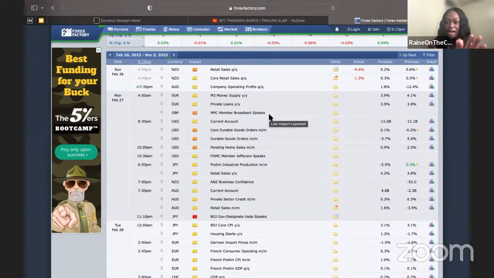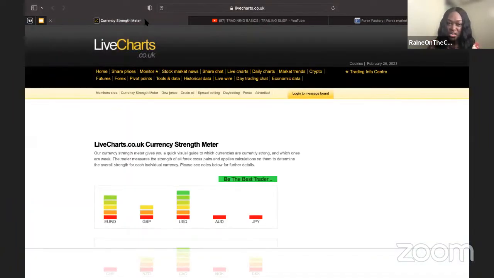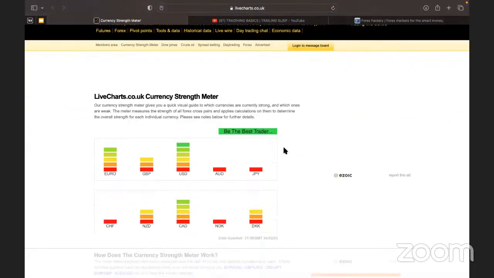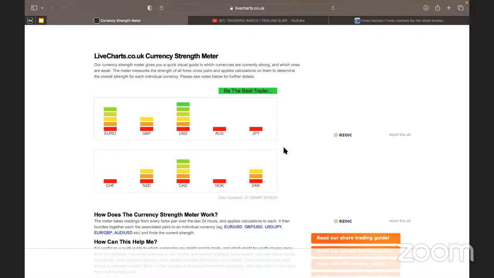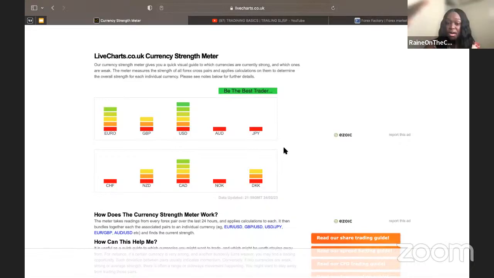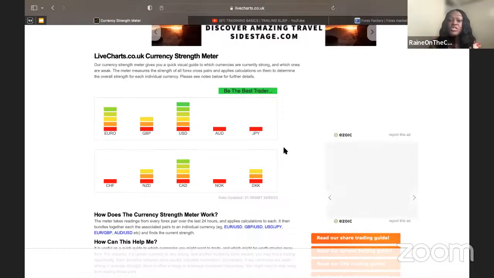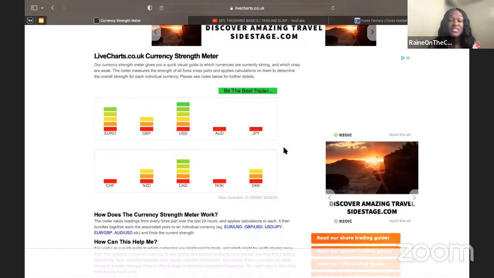All right. So after I've checked the news to see what I will trade and what I won't trade, then I'm going to go to livecharts.co.uk to check the currency strength. And that's going to let me know if I'm looking for buys or looking for sells. So looking at this chart, you see bars here. One bar, currency is weak. The more bars, the stronger the currency. So if you have 6 bars, that's super strong.